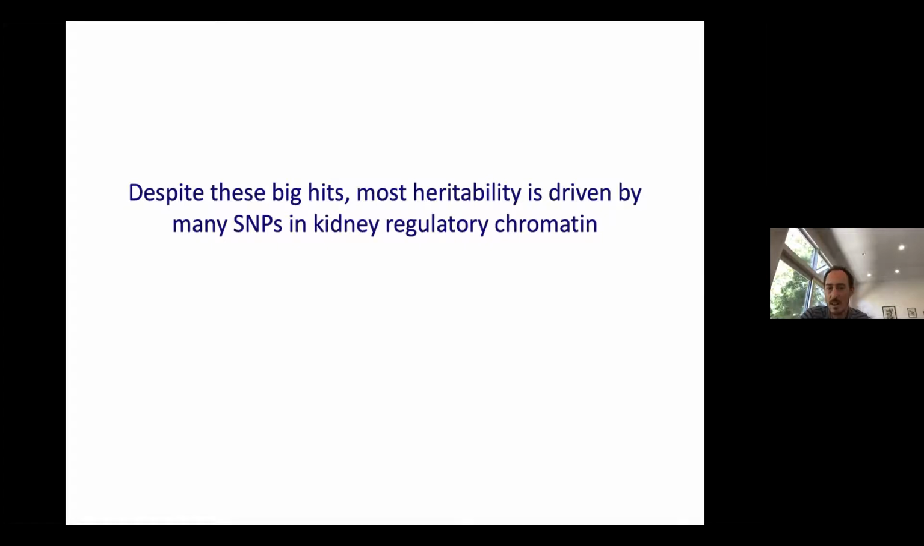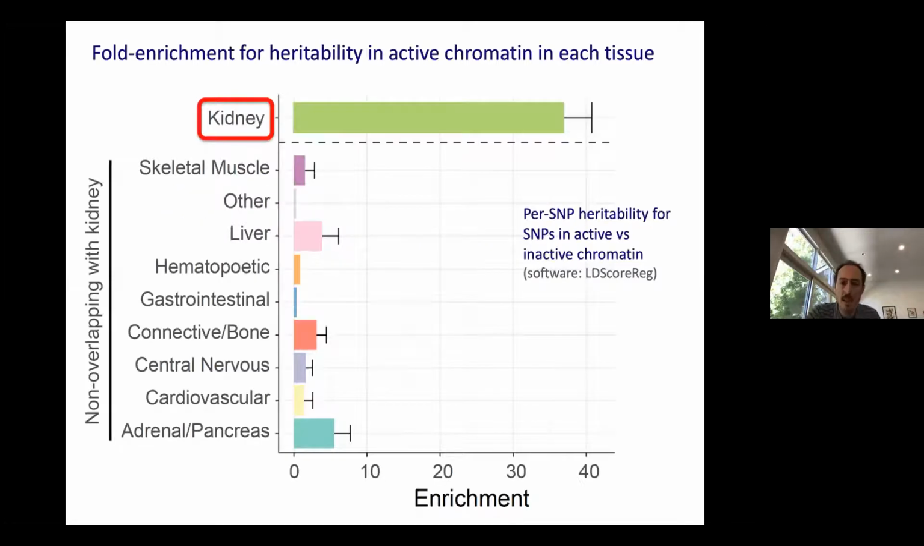So in this regard, what we see for urate is like a lot of other complex traits, where we see enrichment for signal in active regulatory regions spread broadly across the genome. So this is one analysis of this type where I'm showing you the fold enrichment for SNP heritability in active chromatin regions in different types of tissues. Starting with kidney up at the top here, there's about a 37-fold enrichment per SNP for heritability for SNPs that are inside active chromatin in kidneys versus outside.